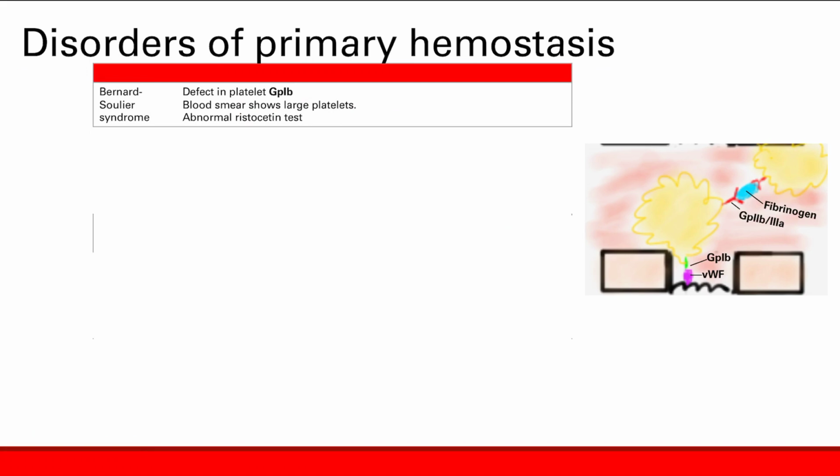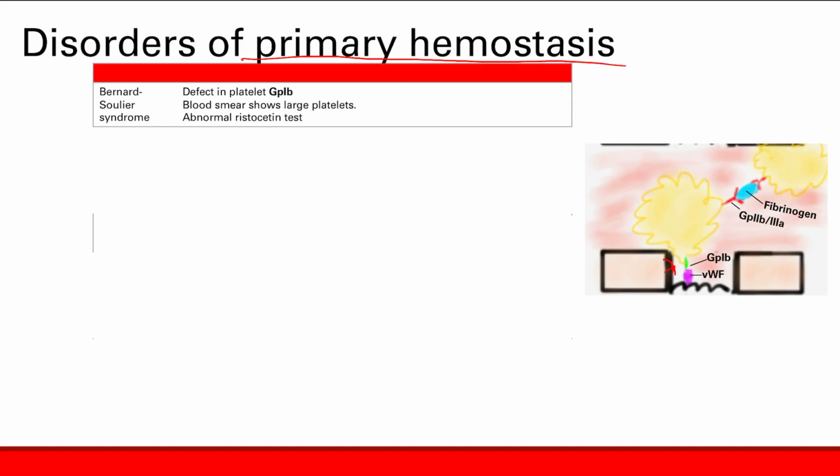So we're going to talk about disorders of primary hemostasis now, so specific disorders. First one is Bernard-Soulier syndrome. This is due to a defect in the platelet GP1B receptor. So what do we say GP1B was needed for? It was needed for the platelet to bind to von Willebrand factor. And so what's going to happen? First of all, you're going to see large platelets on a blood smear.